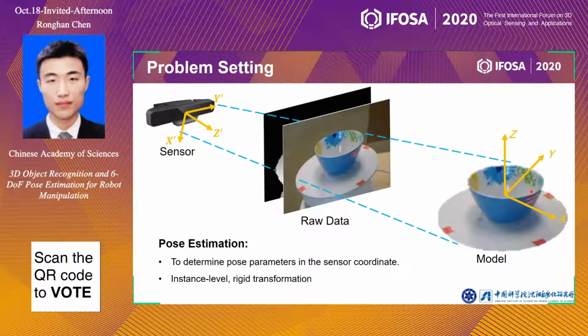Typically, the pipeline of traditional methods can be divided into 3 stages. First, features are extracted from input data, and different strategies are applied to generate rough hypotheses. And finally, the hypotheses are further verified and refined.